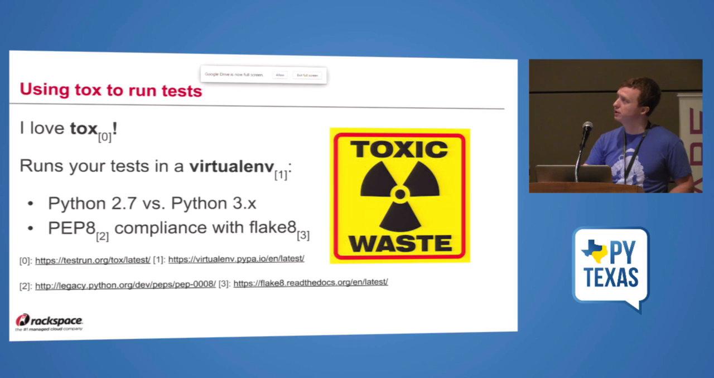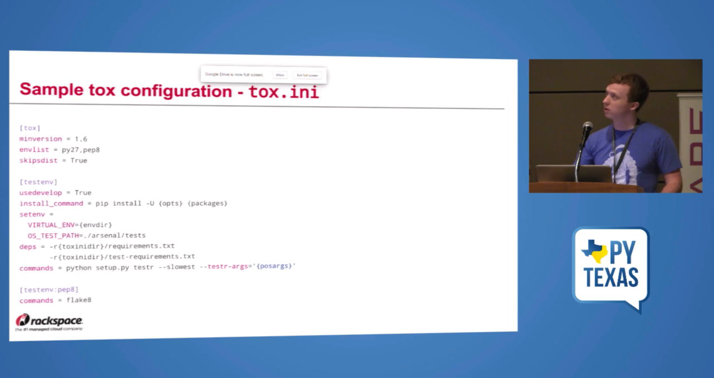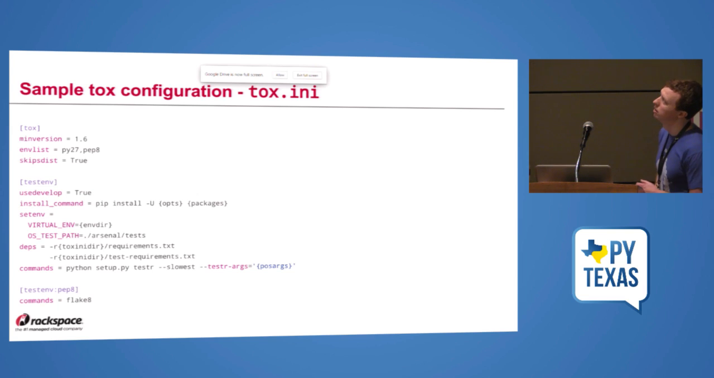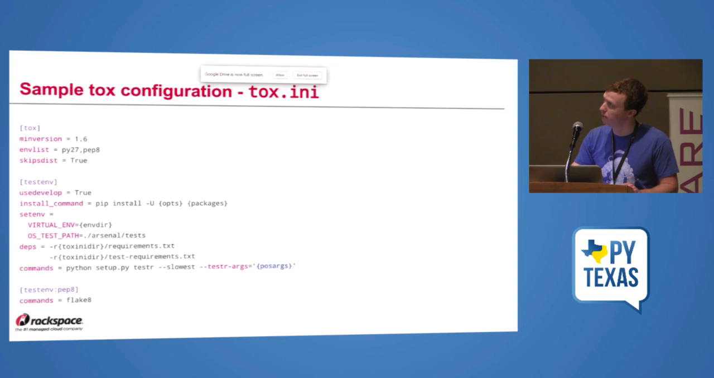You can also do things like test the source code for compliance with things like PEP 8, which is the basic style guidelines for Python. And here's an example Tox INI file that you can use with Tox. It's kind of hard to see, but if you look at the envlist up there, you've got py27 and Flake8, I think. Oh no, PEP 8.